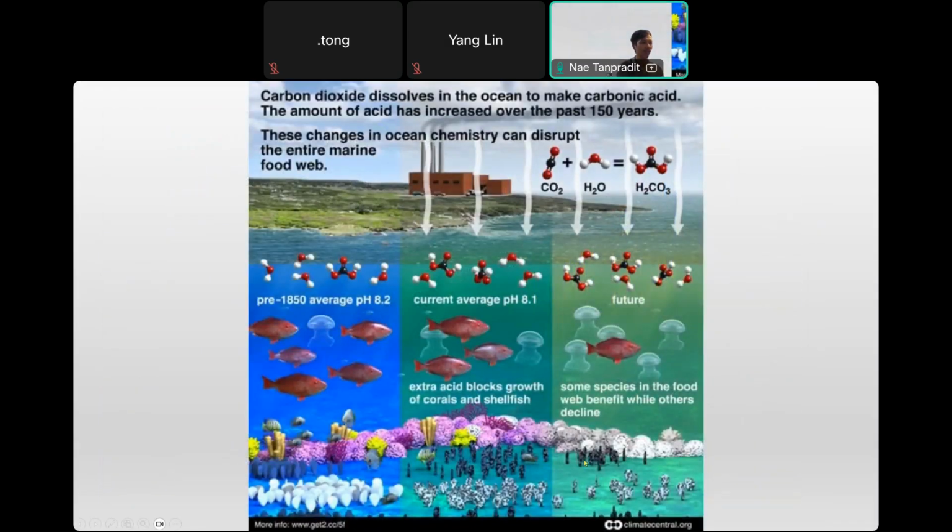And if it's lower in the future, some species in the food web will decline. Some will benefit, but some will decline. And many of those that decline are a source of food for humans. You see that. What I've taught is about climate change, but climate change does not only have a direct effect on us, but also indirect effects, like this that I explained to you.